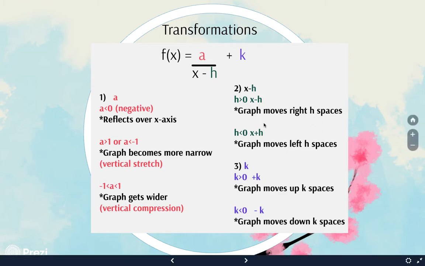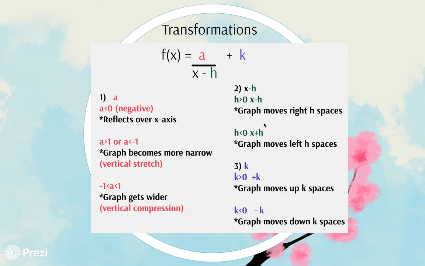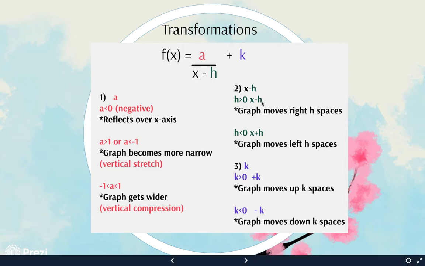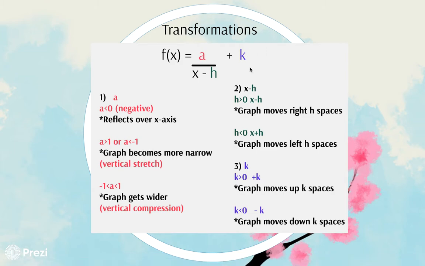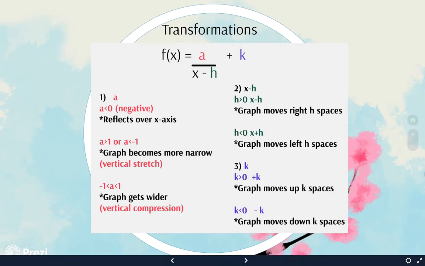Okay, and then your h and your k value, you guys remember. Remember the h value, you have to think the opposite. So if it's x minus h, it goes to the right that many spaces. And if it's x plus h, it goes to the left that many spaces. Okay, and the k value, you do not think the opposite with. So positive k goes up, negative k goes down.